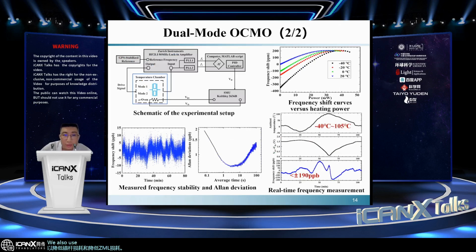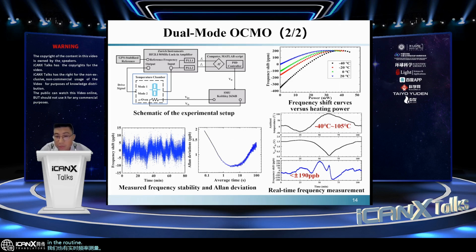We also use the locking amplifier to build two oscillation loops, and as you can see here, in the short-term stability testing, the frequency shift is less than 10 ppb within 1 hour. And we also have the real-time frequency measurement.